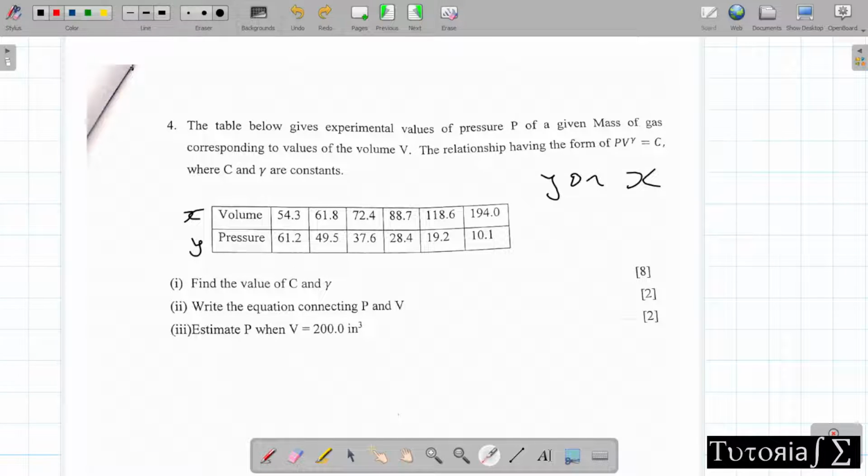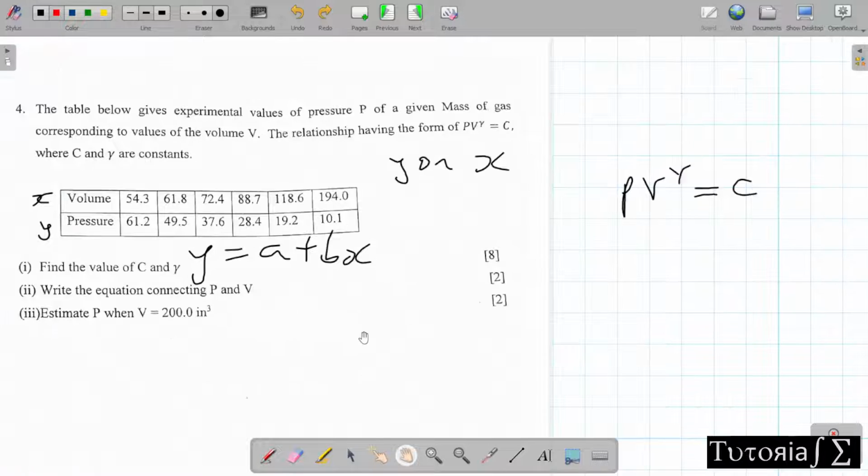So whenever you're not told, or maybe you are not very sure about whether it's y on x or x on y to go with, just take the top row as the x variables and the bottom row as the y variables and take it as a y on x problem. Okay, so now we know for y on x, the equation is represented by this: y is equal to a plus bx.